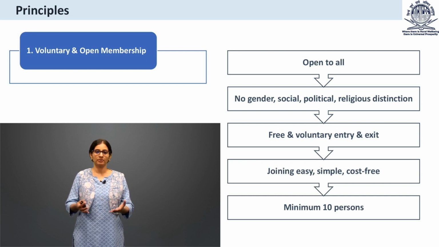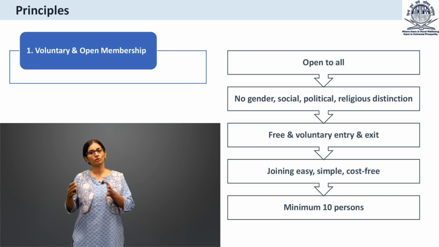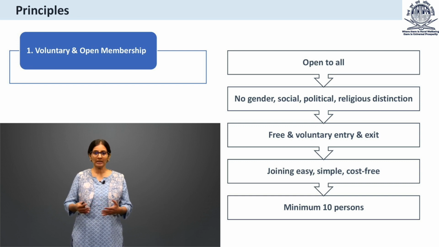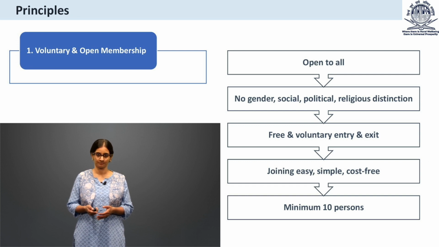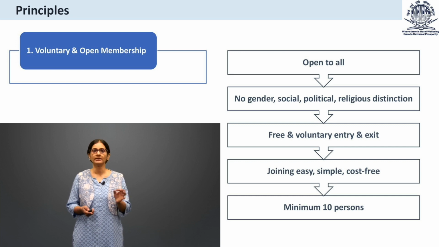In order to become a member of a cooperative, there is no distinction made based on gender, social, political, or religious aspects. A person is free to enroll in a cooperative society and can also leave anytime. Joining and becoming a member is easy, simple and cost free. So both entry and exit are voluntary. A minimum of 10 members above 18 years of age are required for a cooperative to be formed. So membership to a cooperative is voluntary and open.